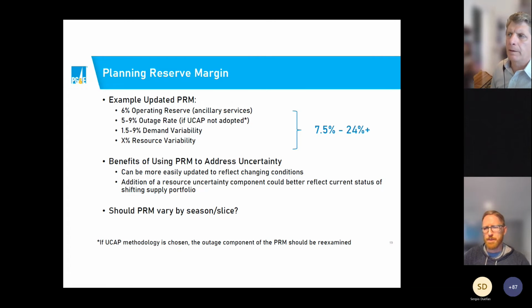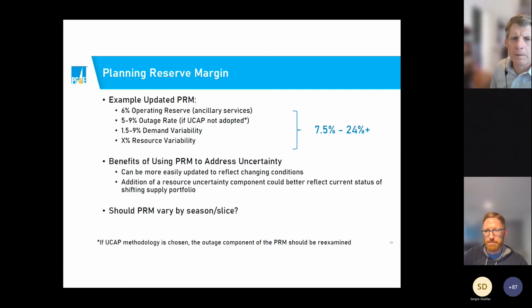Can you expand a little bit? What do you mean by the bottoms up? Well, the way I'm reading this seems to suggest that these are components of the planning reserve margin, and so when you add them together, you can get somewhere between 7.5% to 24%.